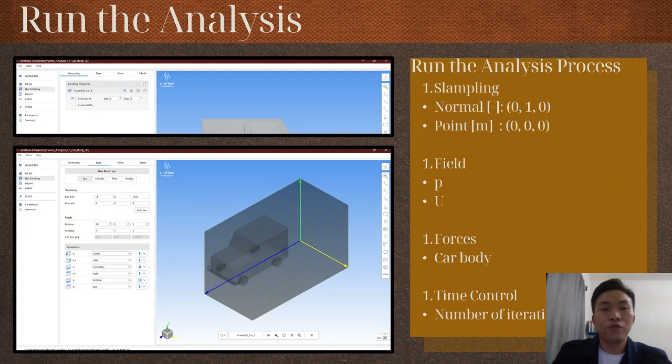Then, before running the analysis, we must set the sampling to slice, such as the normal set to 0, 1, 0 and the point is 0, 0, 0. After that, the fields must be clicked to observe, such as pressure and velocity. Additionally, don't forget to set the force at the car body to observe drag force, lift force, and side force. Lastly, set the number of iterations as 200 before running the simulation.